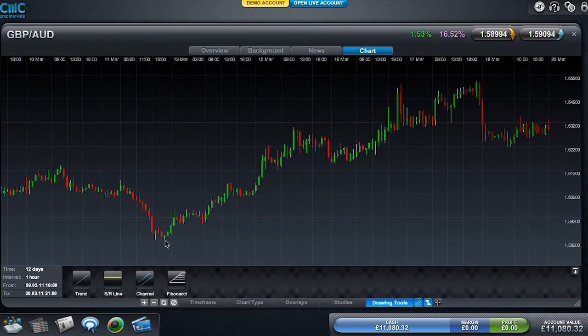So if we go down to our drawing tools and we click on trend, all we need to do is click on where we think the low is and then find an area that we think the trend ends. So if we click up here, we can start to see that each time the market reaches this line, it goes back up in value. Again, it comes to this area here and starts to go back up again.